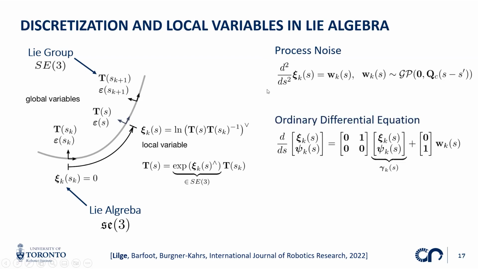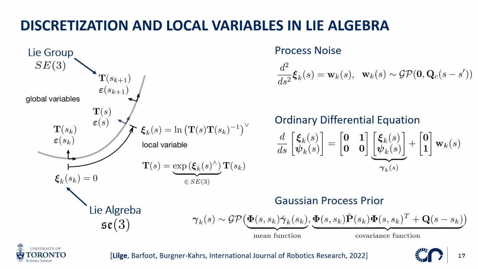And I can now rewrite my differential equations as ordinary differential equations that are in fact linear. So I have my local pose variable and the derivative of my local pose variable as my Markovian state. And now this expression I can actually integrate stochastically in closed form to give me my Gaussian process prior.